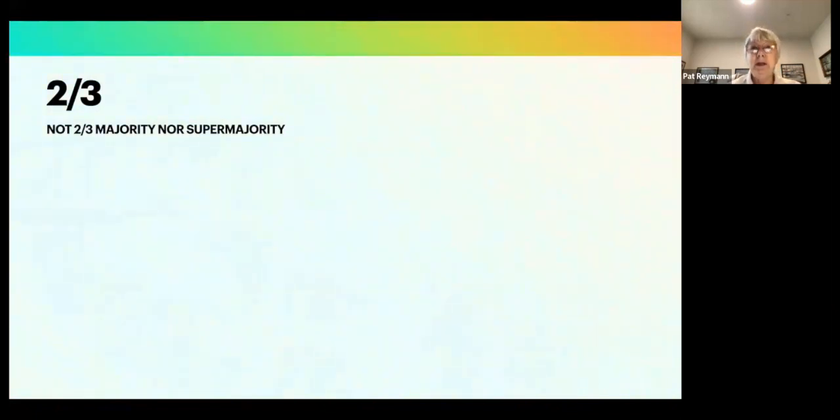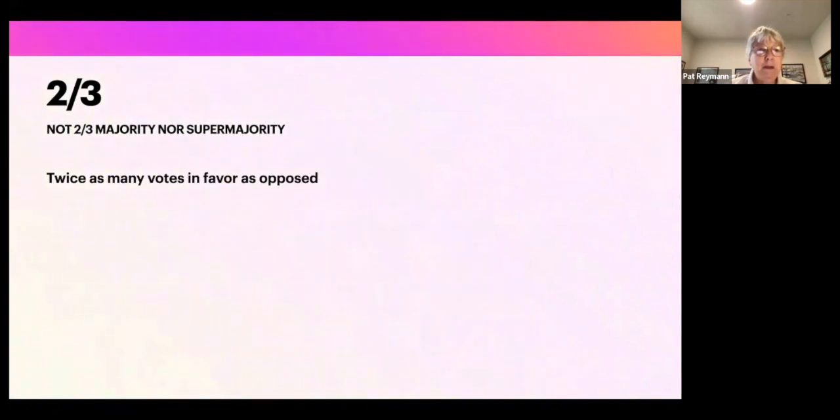Again, supermajority is not correct either. So let's try not to use that term as well. So 2/3 means you have twice as many votes in favor as there are opposed. In other words, a 2-to-1 ratio.